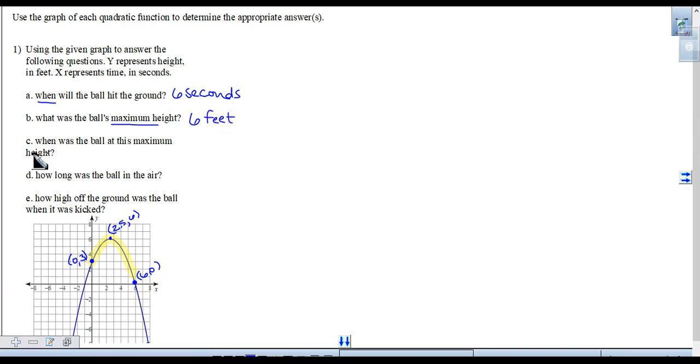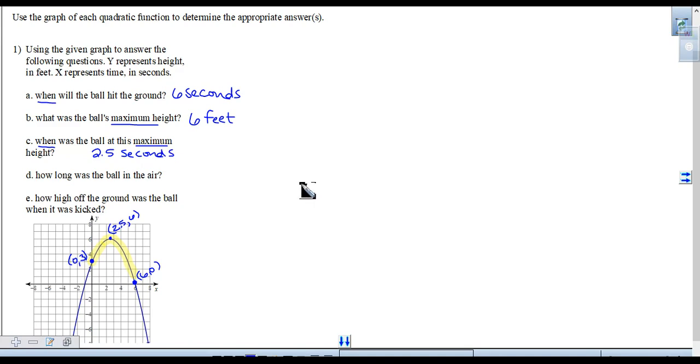In C, it asks when. When was the ball at this maximum height? So again, because they're asking us about the maximum, we're going to look at the vertex. But this time we're going to focus on the x value. When was it at this maximum height? At 2.5 seconds.